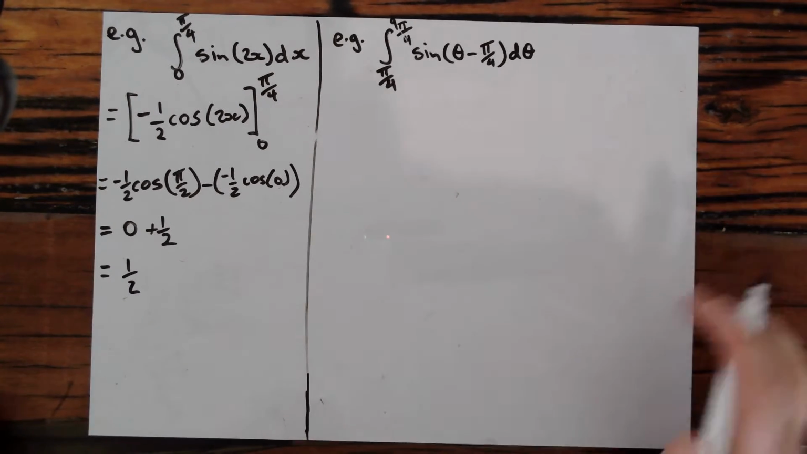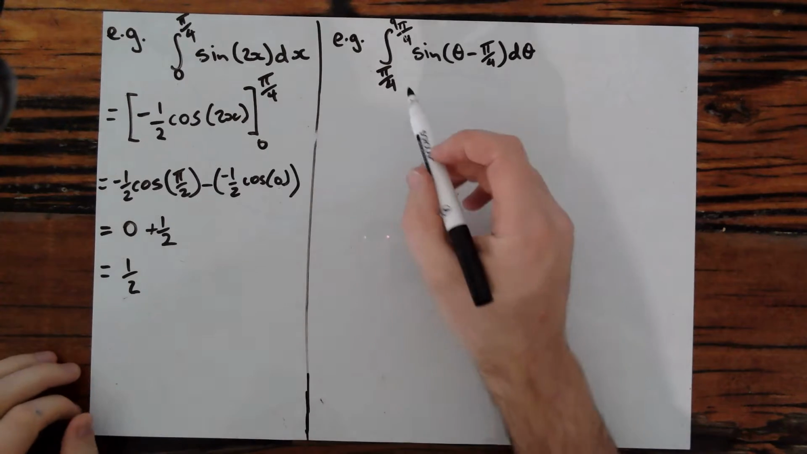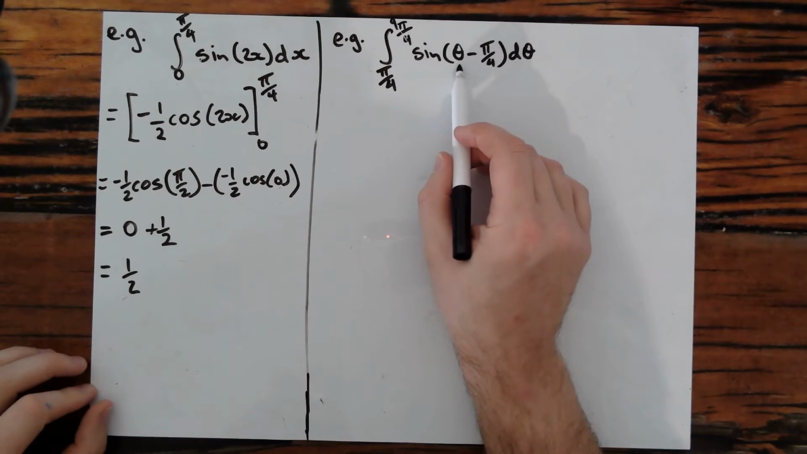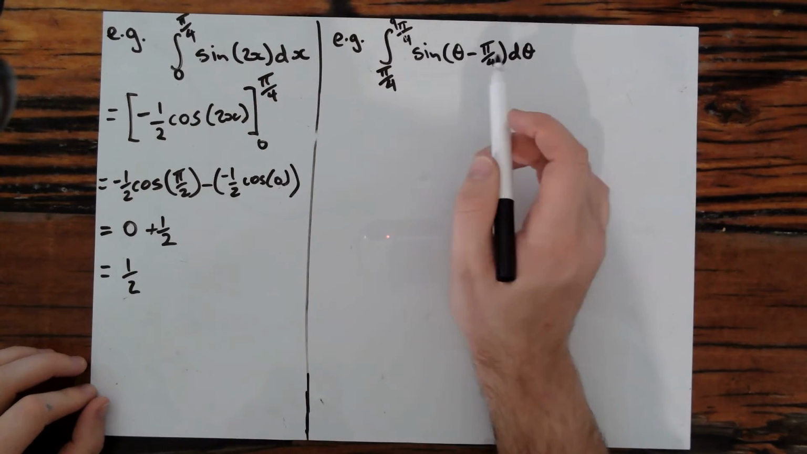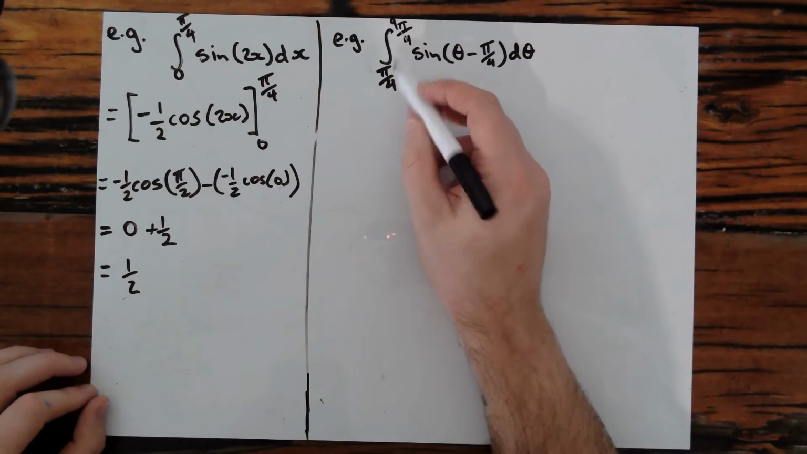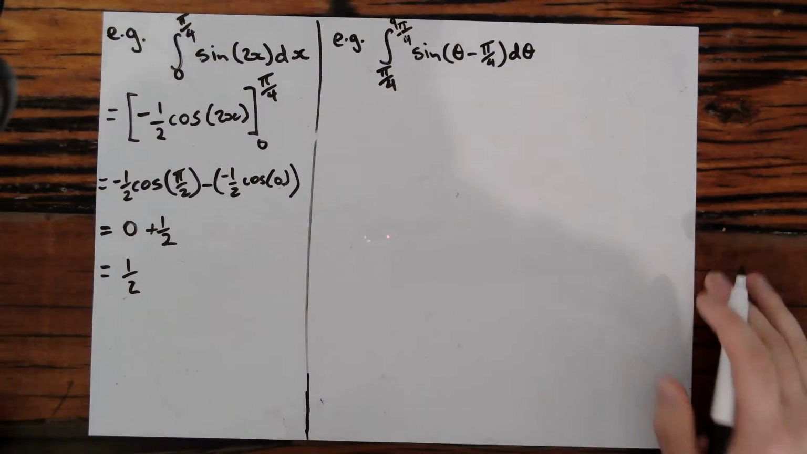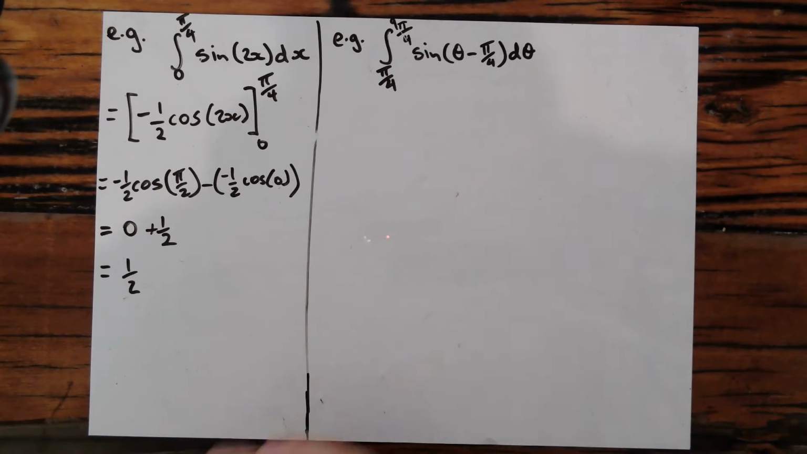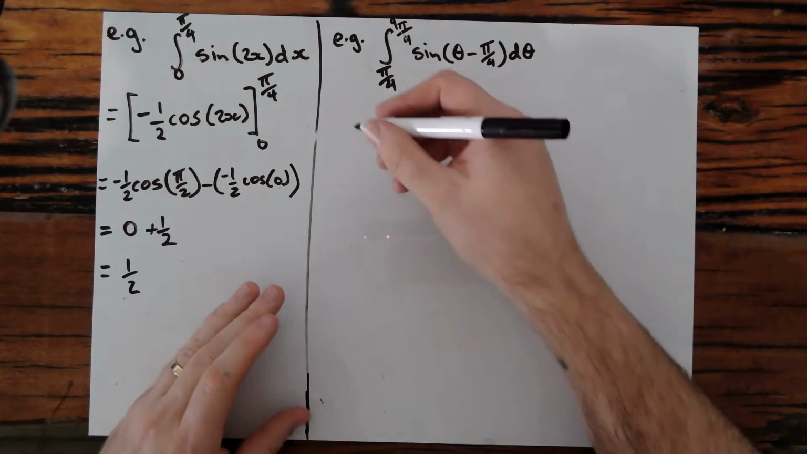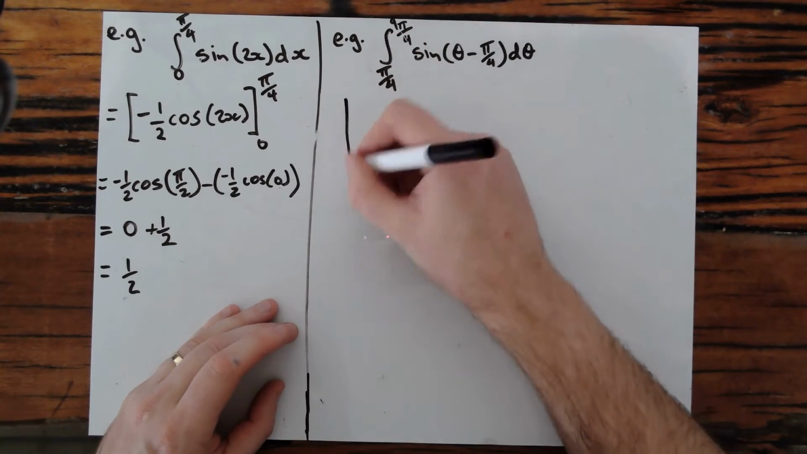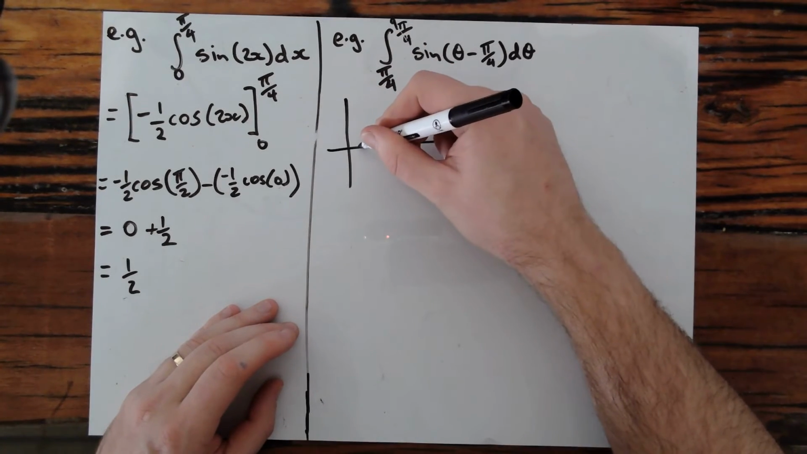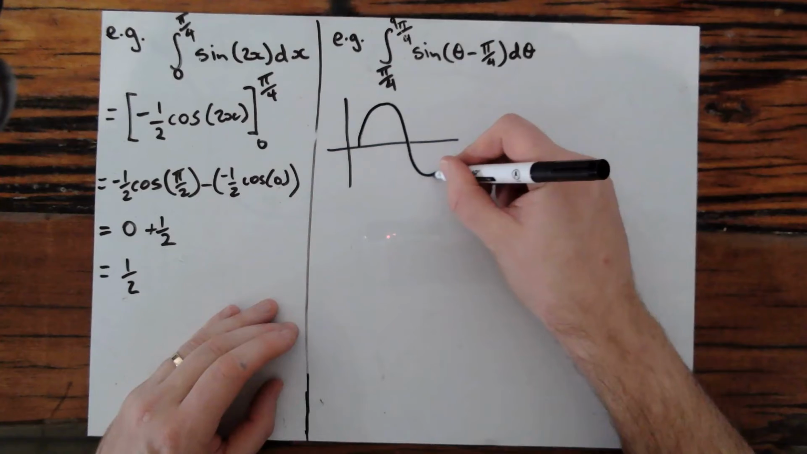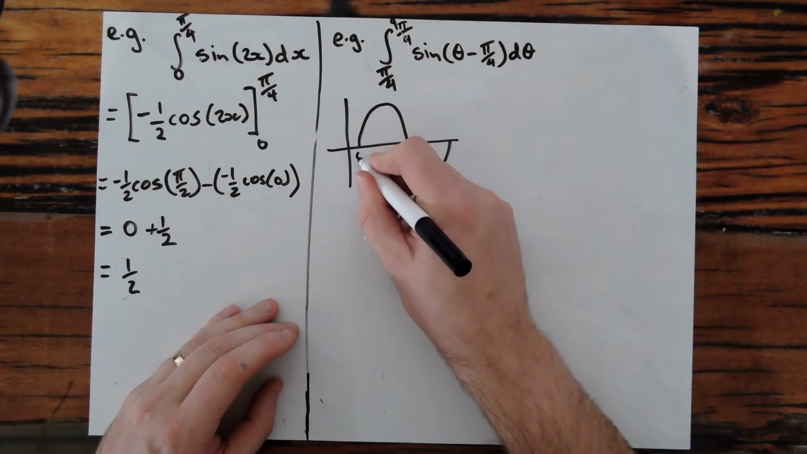Our last one here is integrating sine of (theta - pi on 4) d theta from pi on 4 to 9 pi on 4. We need to be a little bit careful here, because if we did this without thinking too much about it, our answer would be 0. But it's actually not 0. We need to be careful, because if we actually graph this, we'll see it's going to look something like this, where we start at 0.